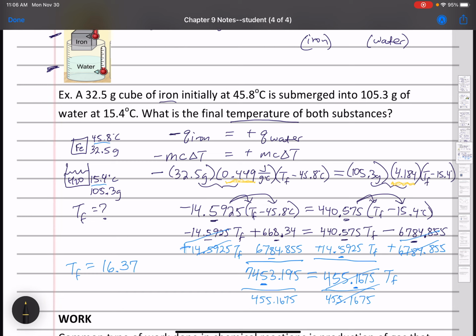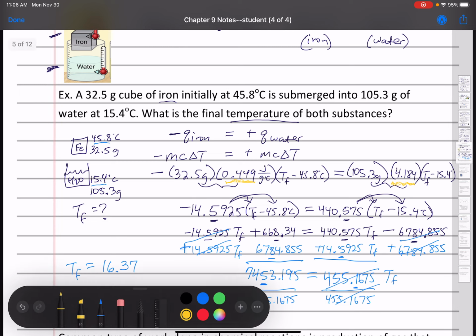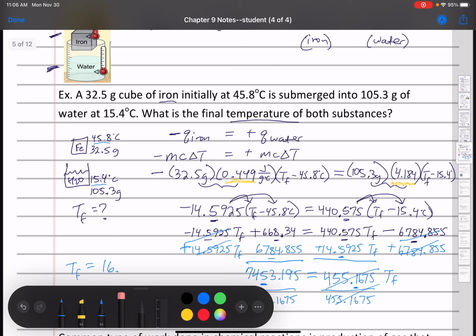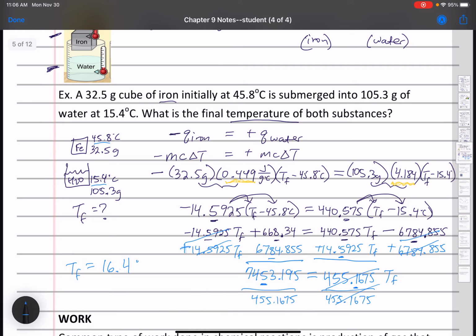But that is the correct answer, except that it's in the wrong sig figs. My answer should have 3 sig figs, so it's not 16.37, it is in fact 16.4 degrees Celsius, right? So the water's temperature went up a bit, the iron's temperature came down quite a lot. And that is the correct answer.